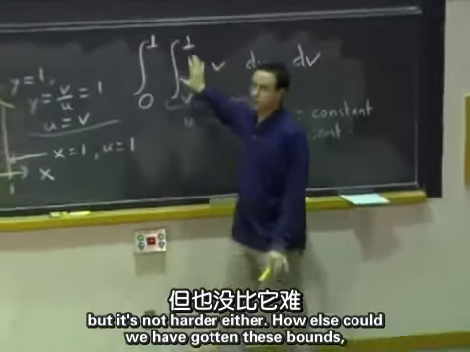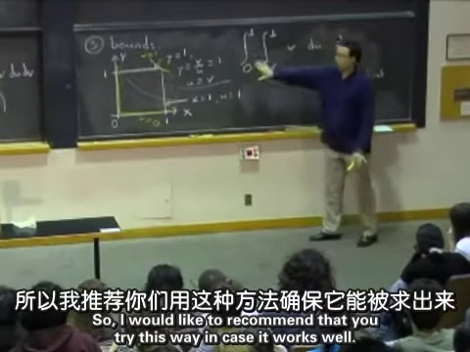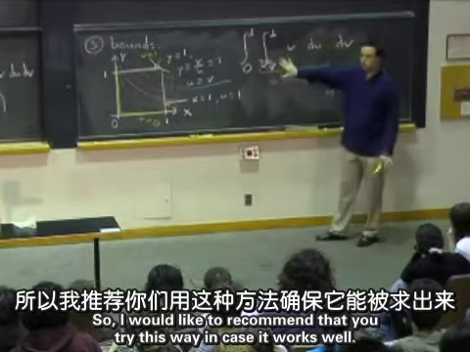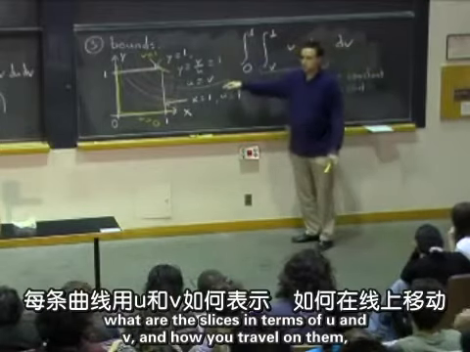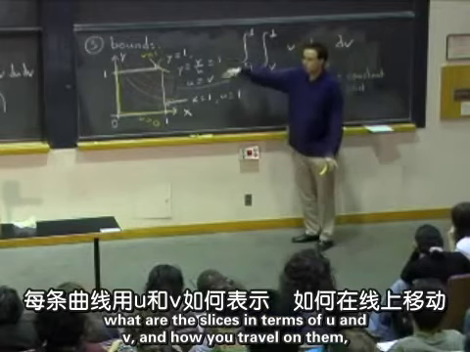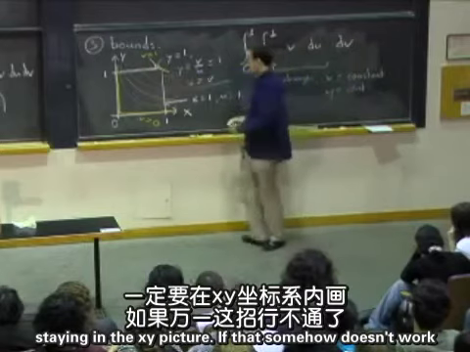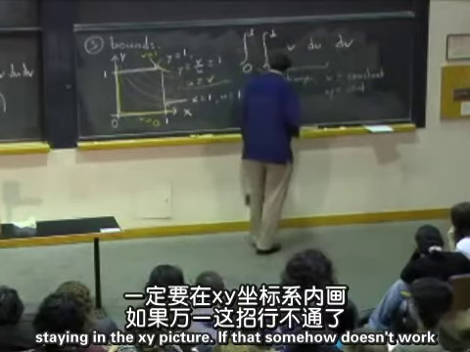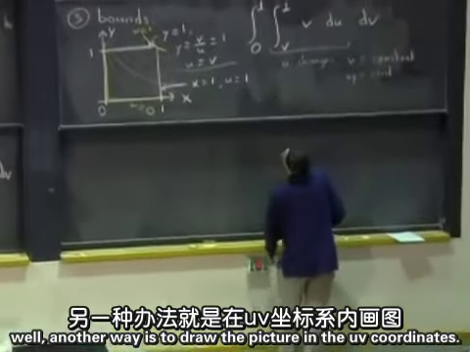How else could we have gotten these bounds? Because that was quite evil. So I would like to recommend that you give it a try this way, in case it works well. Just try to picture what are the slices in terms of u and v, and how you travel on them, where you enter, where you leave, staying in the xy picture. If that somehow doesn't work well, another way is to draw the picture in the uv coordinates.